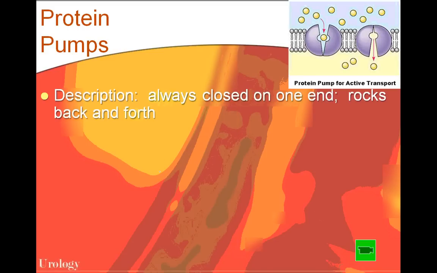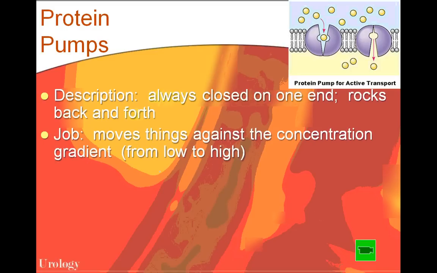Protein pumps are always closed on one side, and they rock back and forth. They're always going to be closed on one end. When they rock back and forth, they're always going to be closed on one side. Their job is to move things in a direction that they don't want to go.